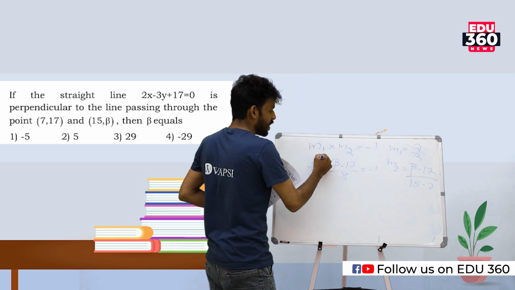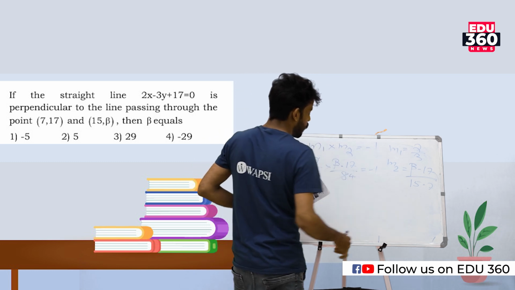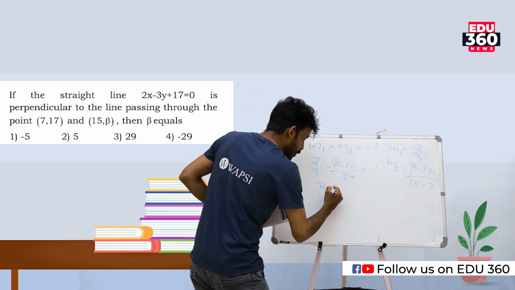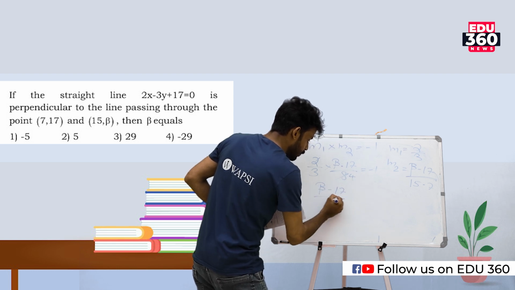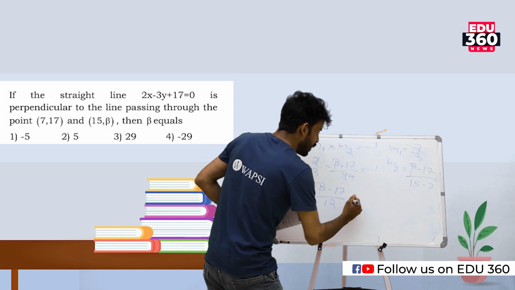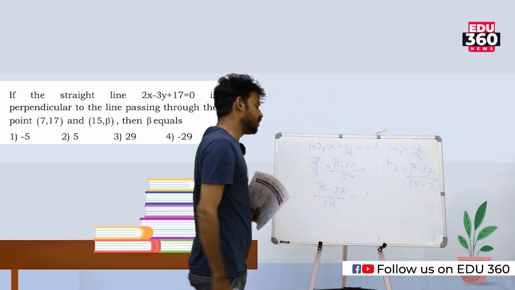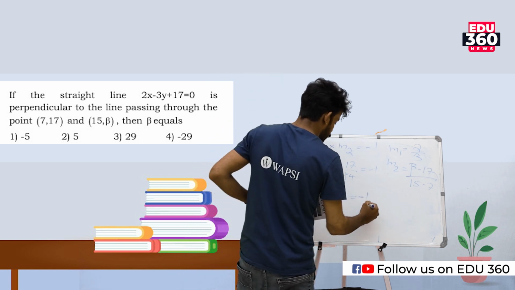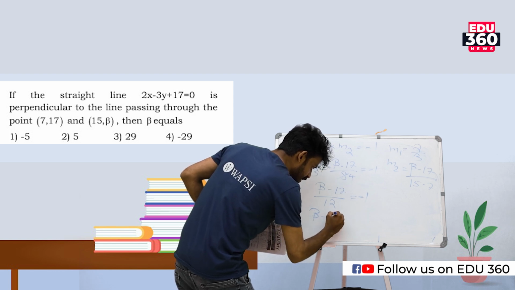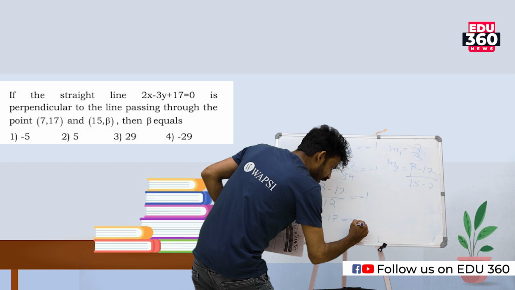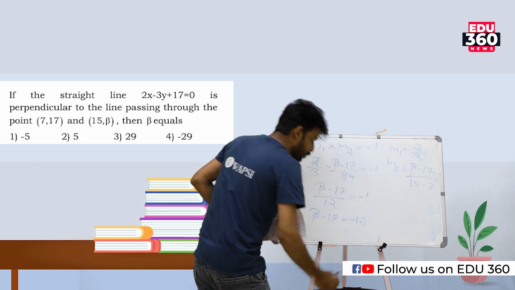So hereafter just cancel this, so here it will become 4. That means beta minus 17 divided by 4 into 3, that is 12, is equal to minus 1. From this we can write beta minus 17 is equal to minus 12.